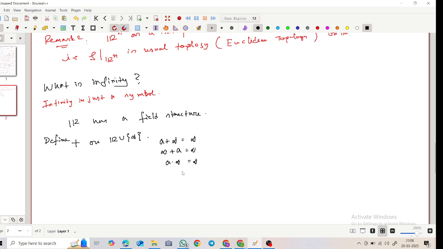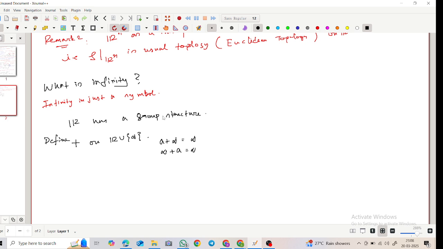Now there is a reason. How should I write 0 times infinity? Just a minute. Do I need this group structure, multiplication? No, I don't need this field structure. The group structure is enough. Don't ask me why I haven't taken the field structure. What's wrong with that? Don't ask me that. I won't be able to answer you right now.